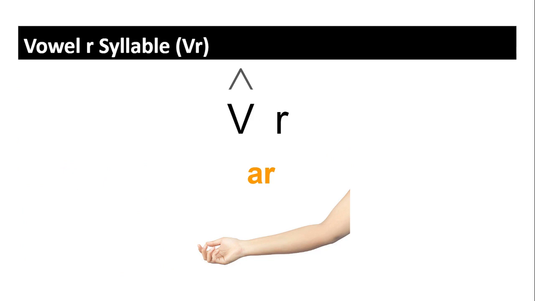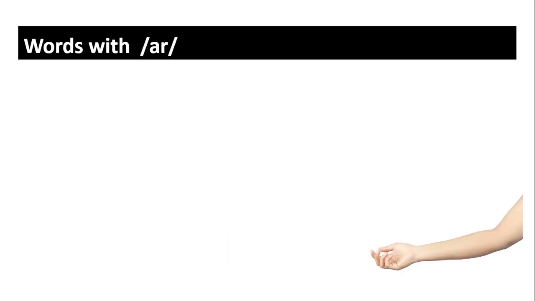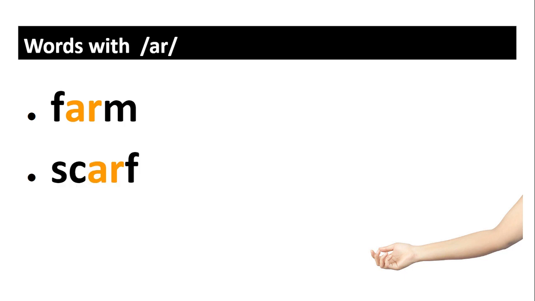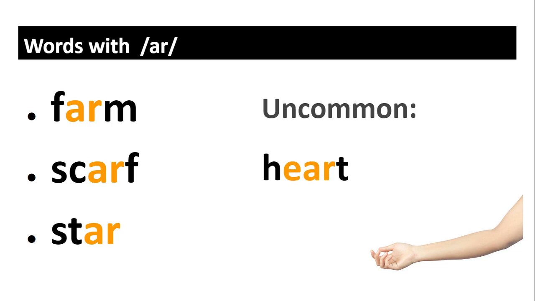Another vowel R would be an A followed by an R. The A no longer says its short or long sound, it says ar as in the word arm. So other words where we hear ar would include farm, scarf, star, and an uncommon spelling pattern for this sound would be in the word heart.